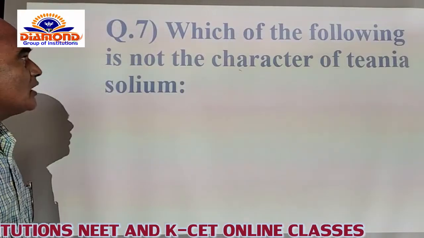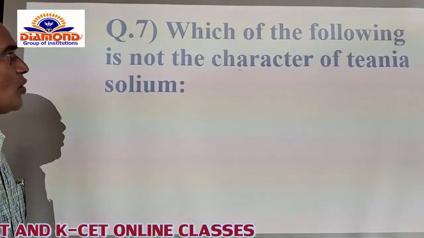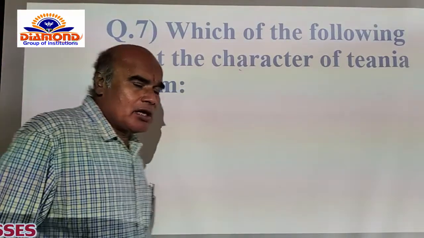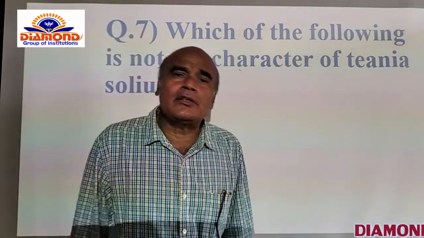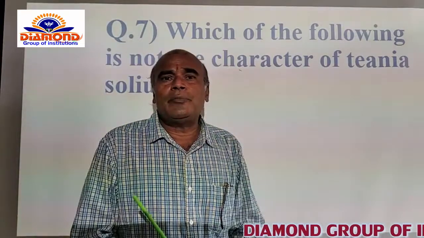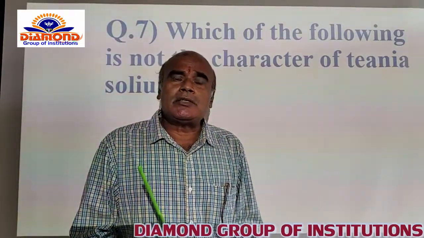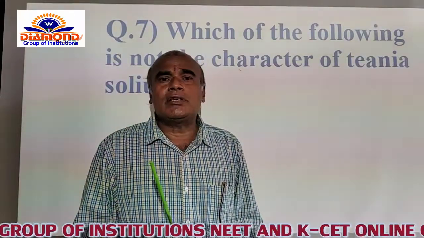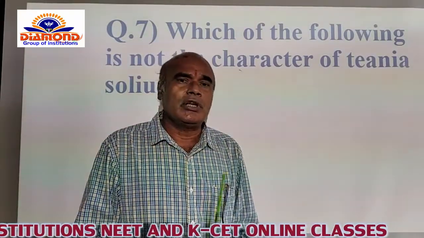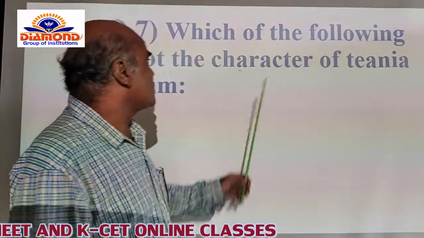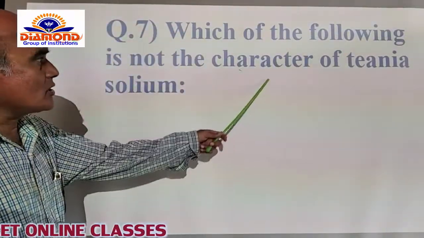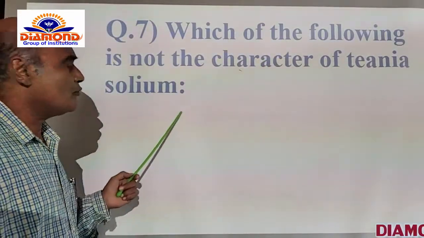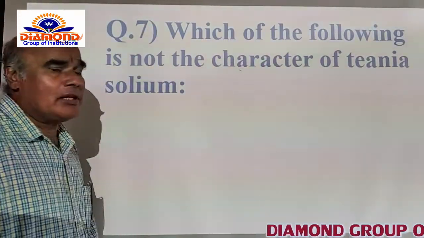And after that you go for the other. Which of the following is not a character of Taenia solium itself? You know that Taenia solium belongs to the phylum Platyhelminthes. It is popularly known as a digenetic parasite and endoparasite. It naturally causes a disease called taeniasis. Okay. Now the question is asking: which of the following is not a character of Taenia solium? Now the options are given like this.